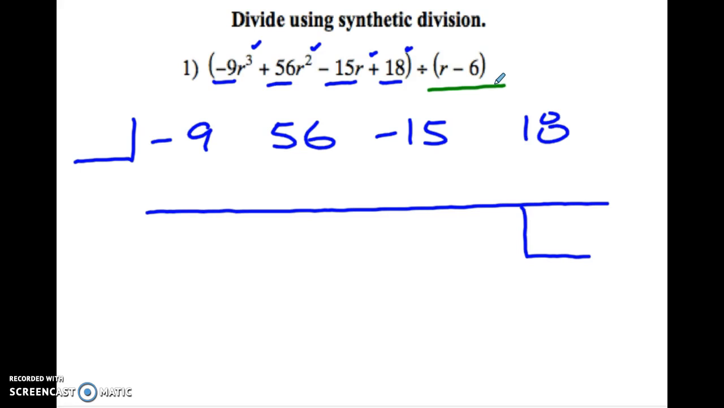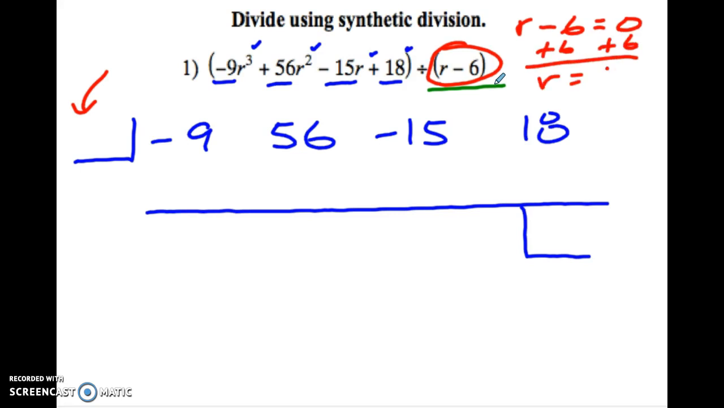In the box on the left, what we need to do is put in the number that makes what you're dividing by equal 0. If we solve it in this case, we should be getting 6. Then, as a procedure goes, the very first number is dropped down to the bottom.